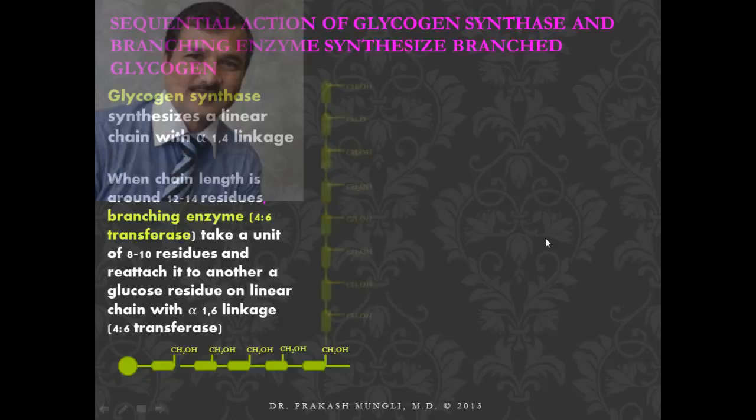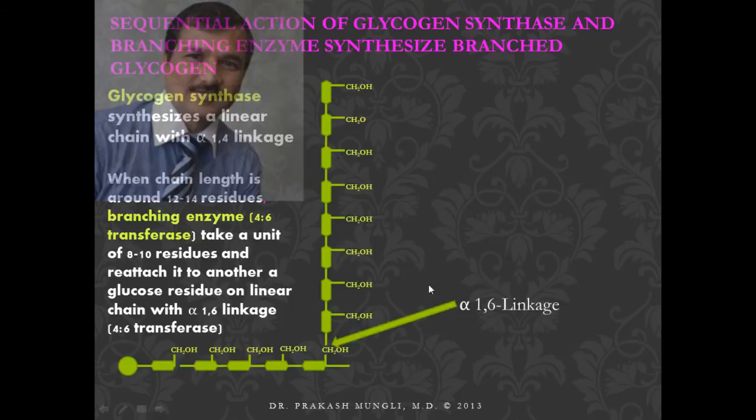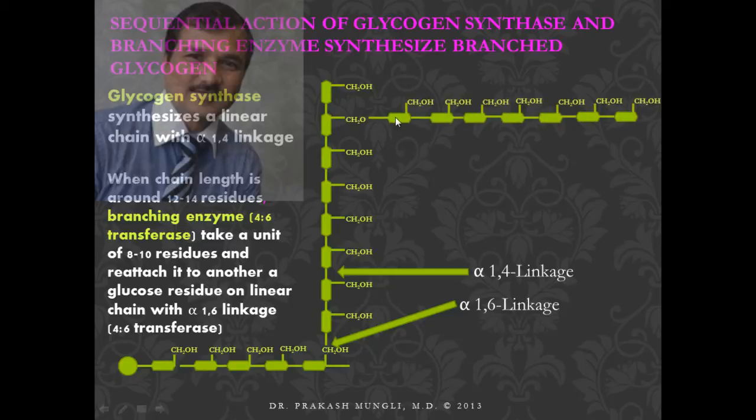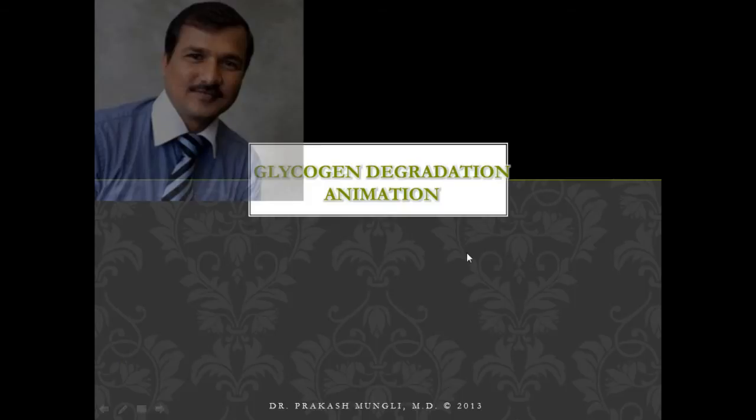So this is how the branching process will go on. This is the one branch that is inserted. Later on it is elongated by glycogen synthase enzyme. This is the alpha 1,6 linkage here, and here is the alpha 1,4 linkage. So this is how the branch forms. There is one more branch attached here, again by alpha 1,6 linkage at the branch point. Later it is all alpha 1,4 linkage.